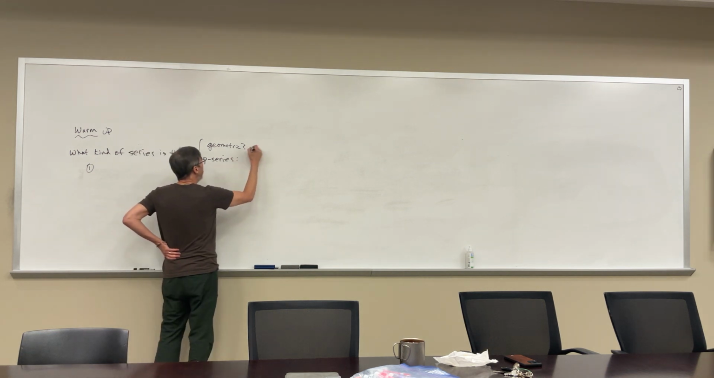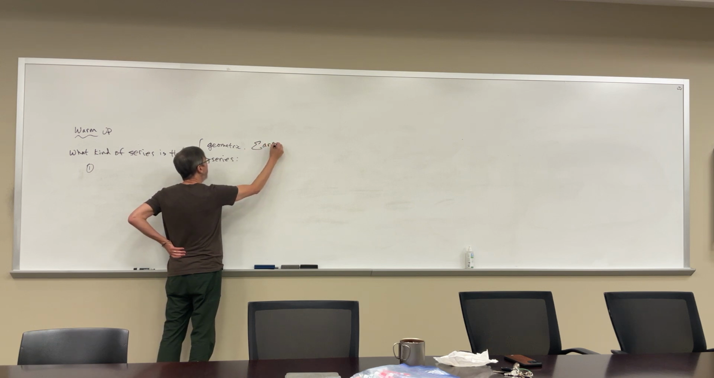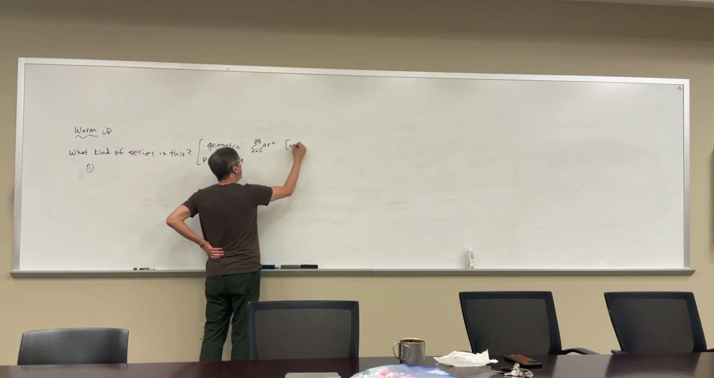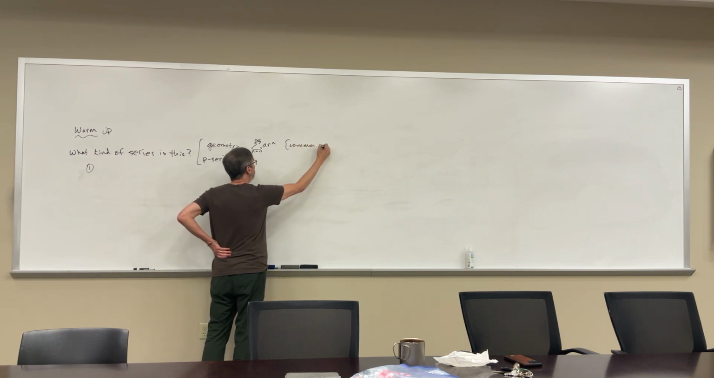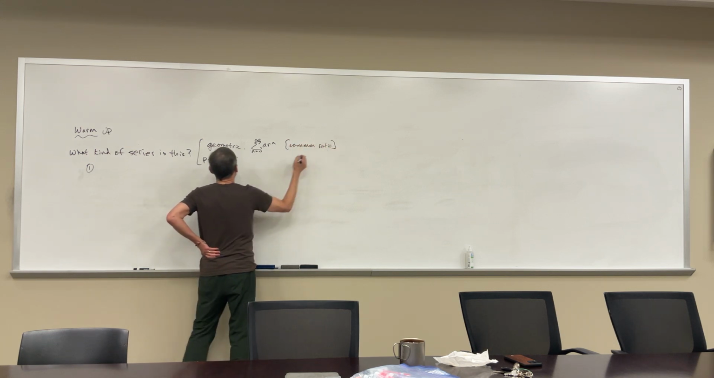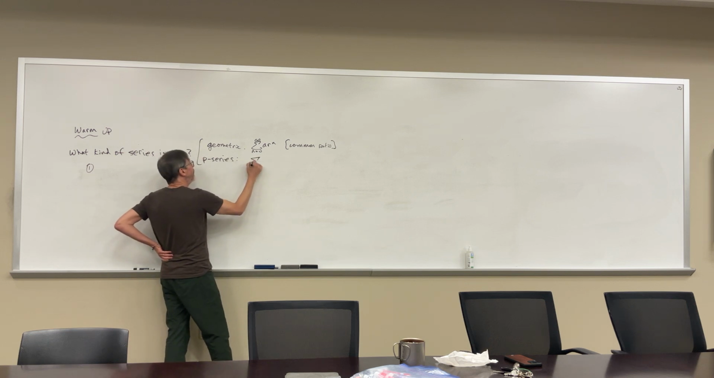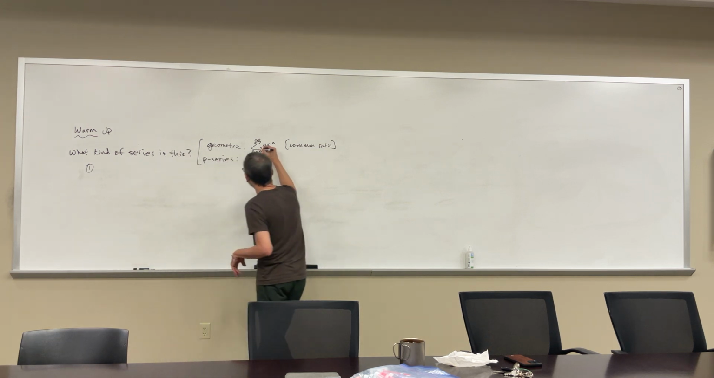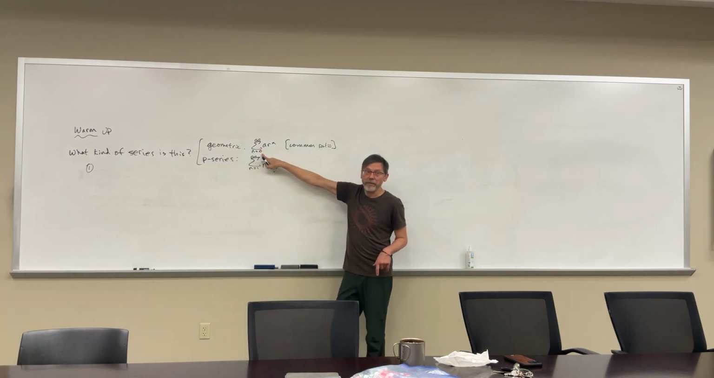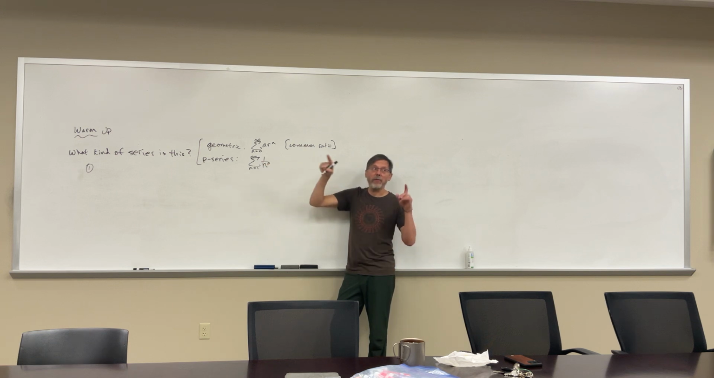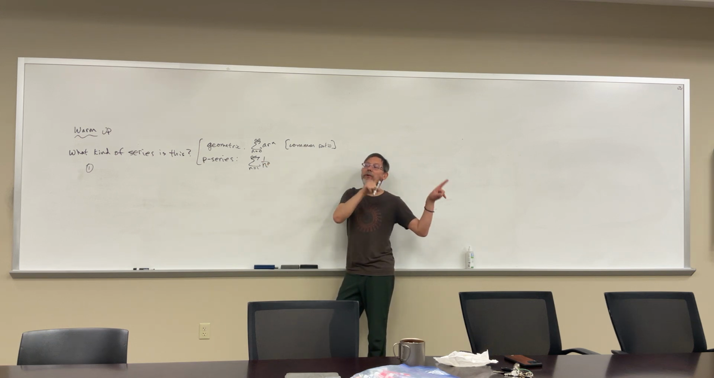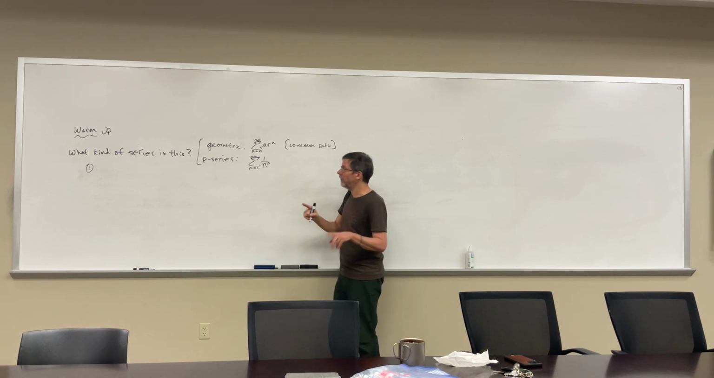So a geometric series looks like this, has the common ratio. Remember, common ratio. And a p-series looks like this. Now these starting indices, these are irrelevant. Where it starts does not matter. What matters is the rhythm of the terms. That's what we're looking for.